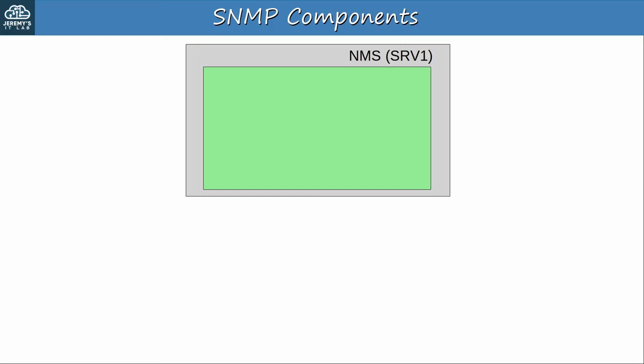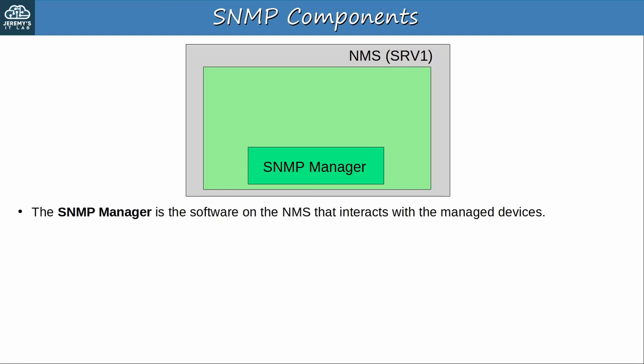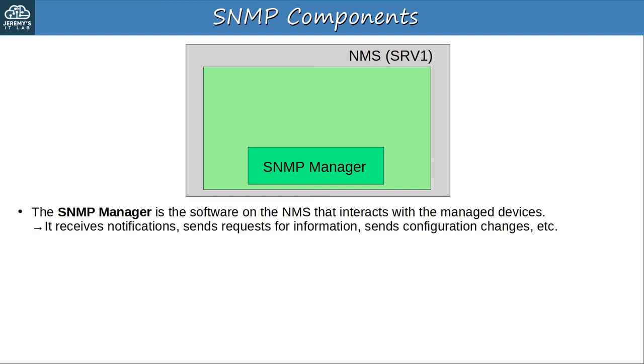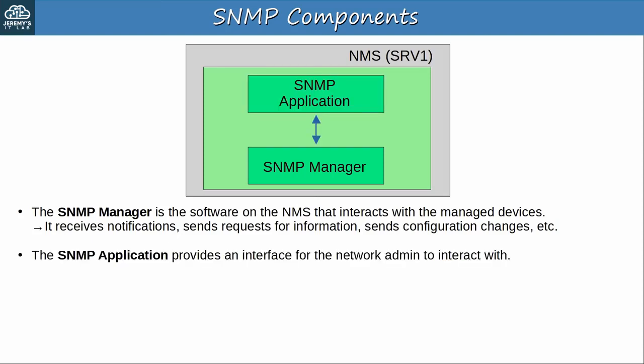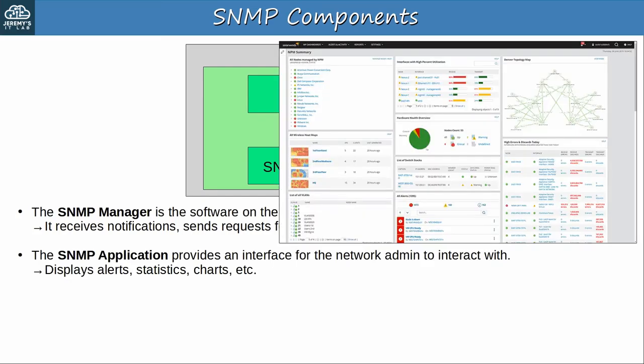So what components are there in the NMS's SNMP software? First, the SNMP manager is the SNMP software on the NMS that interacts with the managed devices. It receives notifications, sends requests for information, sends configuration changes, etc. Next, there is an SNMP application. This is the application that provides an interface for the network admin to interact with. It displays alerts, statistics, charts, etc. Here's what an SNMP application might look like. There are plenty of free and commercial SNMP applications available. This screenshot is from SolarWinds.